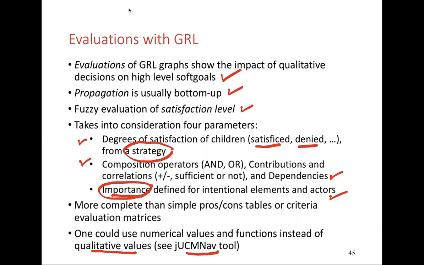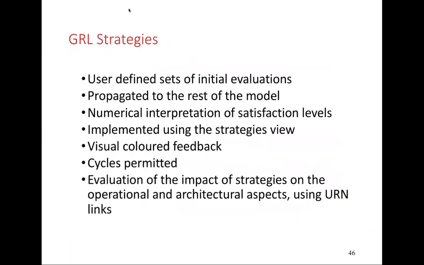A brief definition of what a GRL strategy is. It is a user-defined set of initial evaluations. It is initially assigned to the leaves of the diagram and propagated to the rest of the model. It is considered a numerical interpretation of the satisfaction level of each goal, and it is implemented using the strategies view.